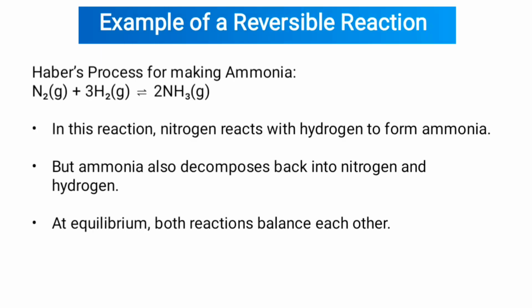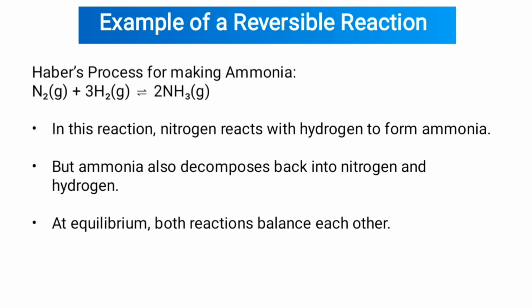Now, example of a reversible reaction. The Haber process for making ammonia is an example of a reversible reaction. N2 gas plus 3H2 gas gives 2NH3, which is also a gas, ammonia.